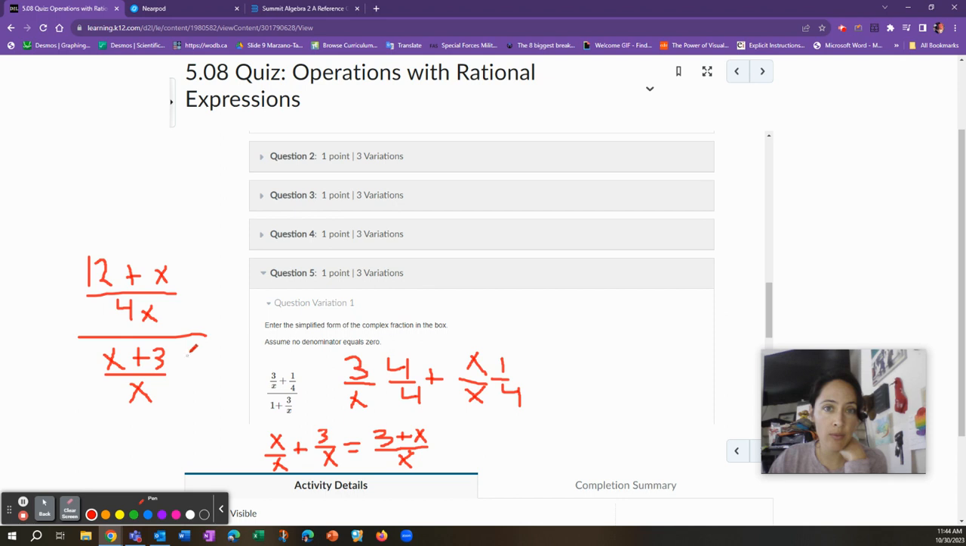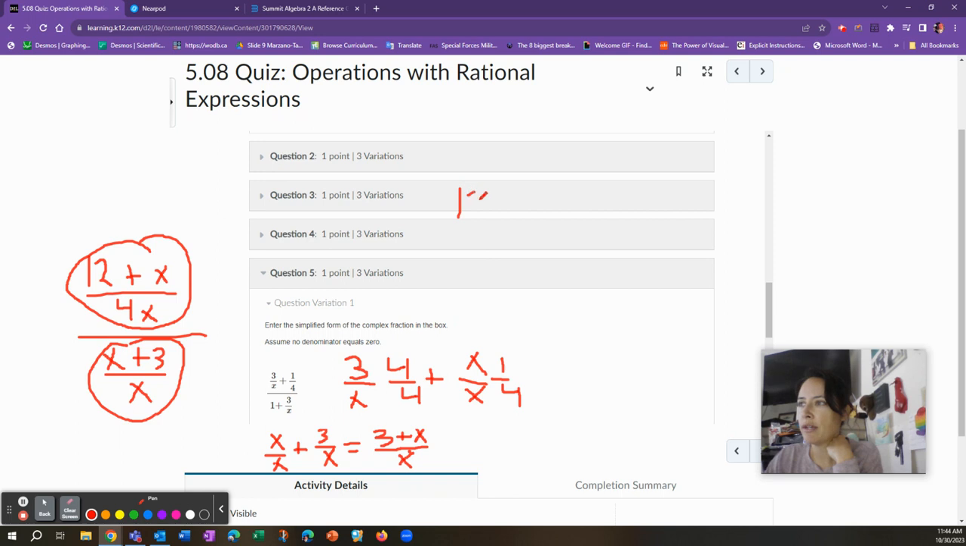Okay, so at that point, we have a complete fraction. It's all one fraction in the numerator, all one fraction in the denominator. So now it's just division. So keep, change, flip. 12 plus x over 4x. Keep the dividend the same. You change the divisor or the denominator to its reciprocal because, again, multiplication by the reciprocal is the same as division of the original divisor.